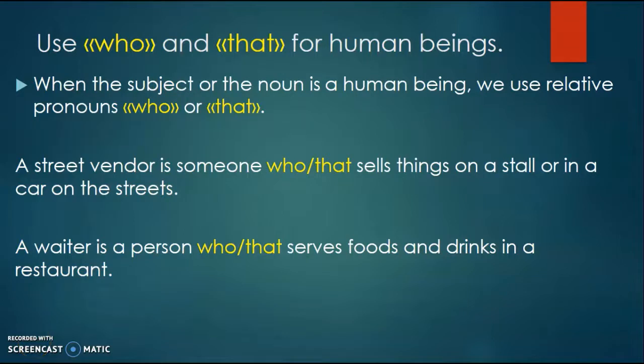When it comes to human subjects, we use who and that. As you may have noticed, that can be used for both human and non-human subjects. Let's take a look at the examples. A street vendor is someone who sells things on a stall or in a car on the streets. A waiter is a person that serves foods and drinks in a restaurant. In both sentences, the subjects are human beings, so we used who and that to modify them.